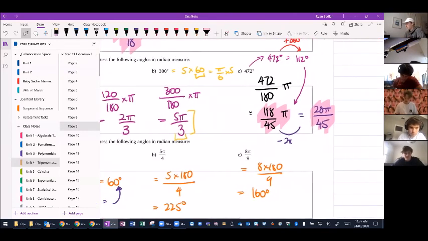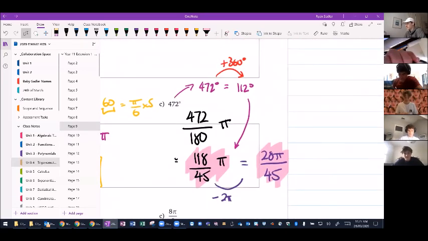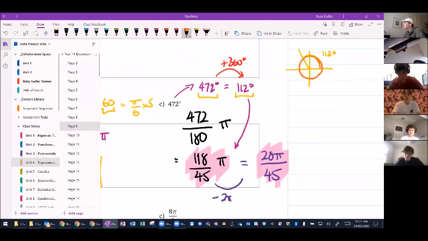1.8c. This is an important bit, so we might just spend the last couple of minutes on this one. 472 degrees is bigger than a revolution, which means we don't have to use 472 degrees. We can use an angle smaller than that, and it turns out the angle is 112 degrees. So these two angles are exactly the same. If you remember it through rotations, 112 degrees is about here. 472 degrees is here. It has that extra bit of rotation, but is exactly the same.